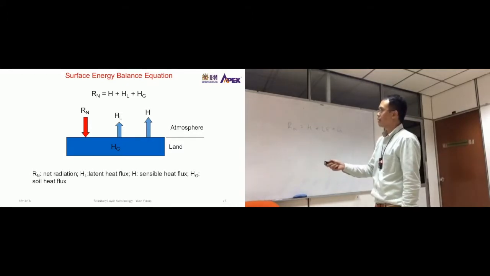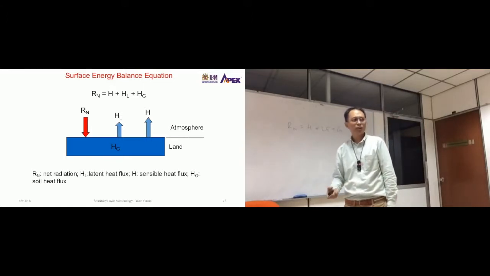This one implies that the sensible heat is much larger than the latent heat, but this really depends on the location. Can you guess, in tropical locations, which one is larger, this one or this one? Latent heat larger or sensible heat larger?